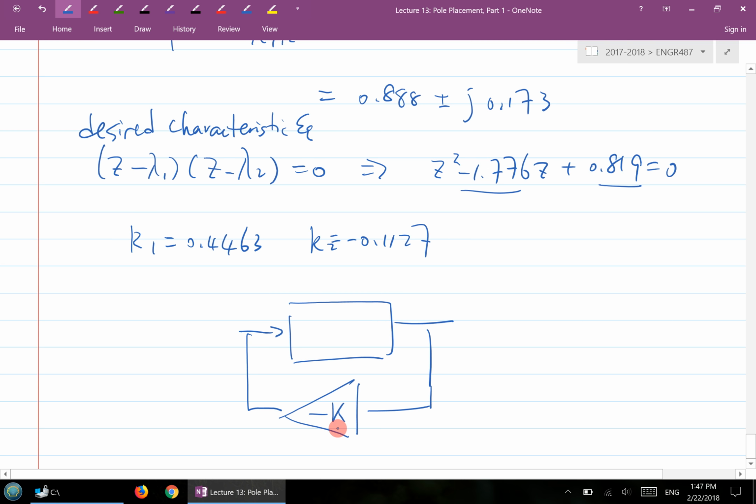In the next lecture, we'll present a general formula for pole placement calculation of the gain, called the Ackermann formula. I think we're only going to have a lecture next Tuesday, and then the next Thursday we'll have the midterm.